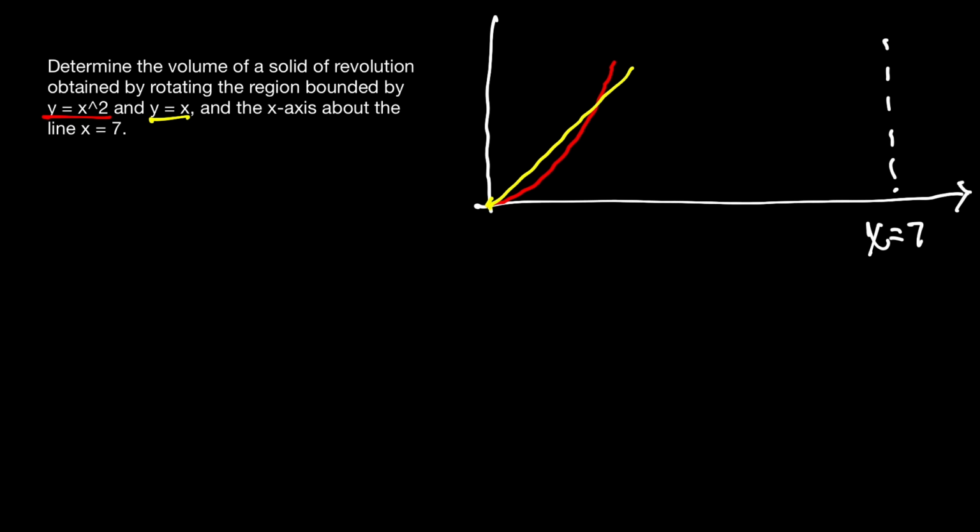So this is the x-axis. This is the y-axis. And let me label those curves. So y equals x is the yellow curve, and y equals x squared is the red curve. Now, because these are both defined in terms of x, I'm probably going to use the shell method. This would be my preference.